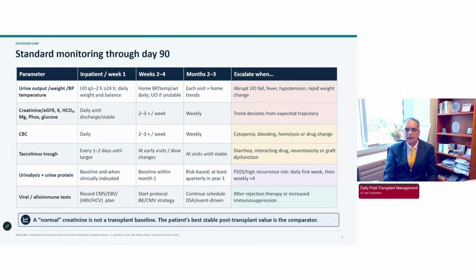For the next few slides, we're going to talk a little bit about what we would consider to be standard monitoring for the first 90 days. Of course, every center has a slightly different approach to this. Different centers will discharge patients at different time points. Some may do very, very fast discharges. Others may discharge patients later. So this is really more of a consensus of what would be broadly accepted. It isn't really a guideline per se, but it gives you an idea of the kinds of things you should be looking at and what to expect at different time points.